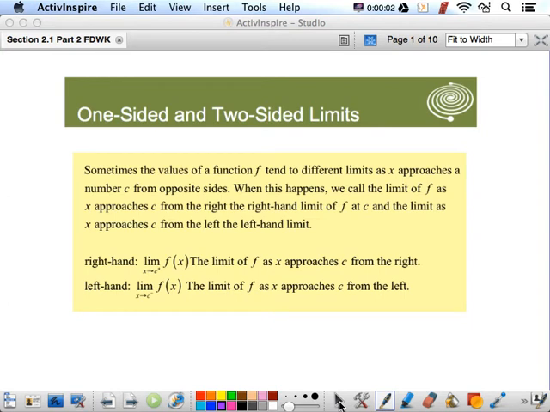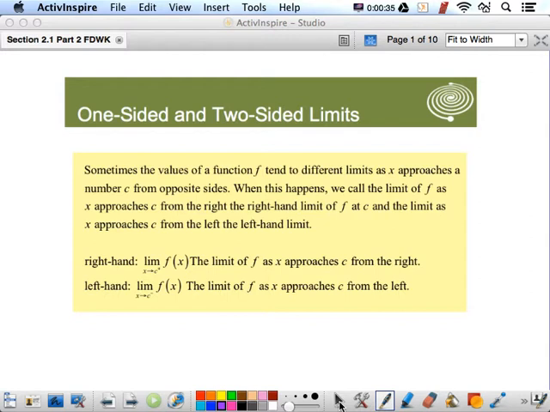Okay, so today we're going to talk about one-sided and two-sided limits. You don't know it yet, but so far all you've done are two-sided limits. Sometimes the values of a function f tend to go towards different limits as x approaches a number c from opposite sides. When this happens, we call the limit of f as x approaches c from the right the right-hand limit. And we call the limit as it approaches from the left the left-hand limit.